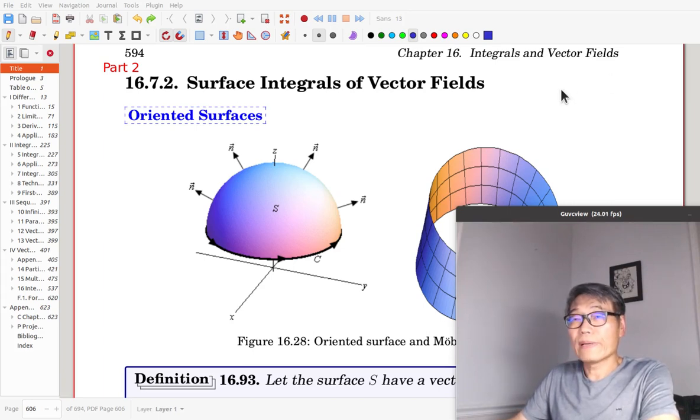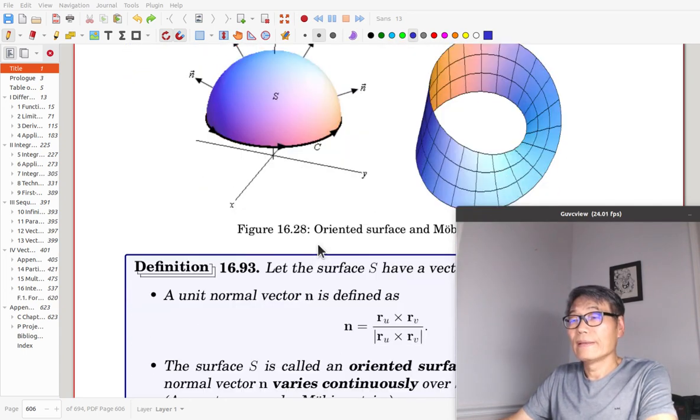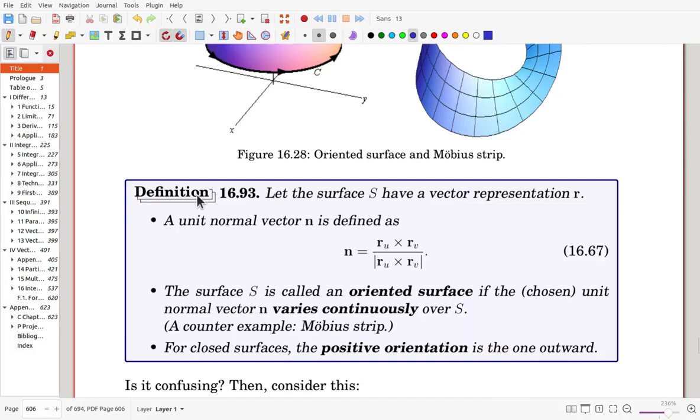In the second part of section 16.7, we'll continue surface integrals, this time for vector fields. In surface integrals of vector fields, we'll take the normal component of the vector field. So the normal vector must be well defined. It must be at least continuous. That is related to oriented surfaces. Let's see the definition.